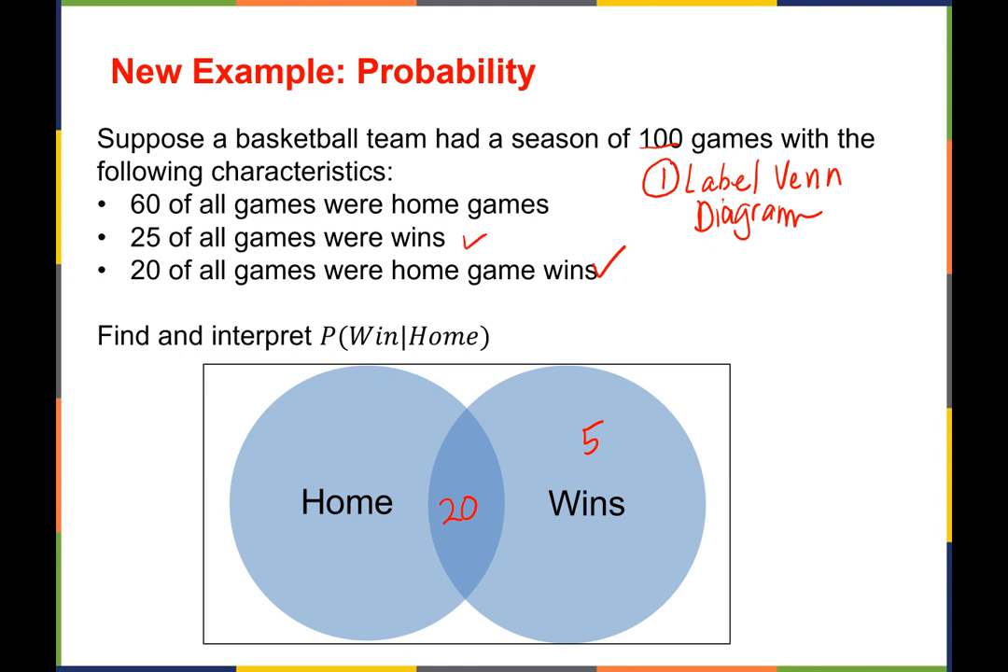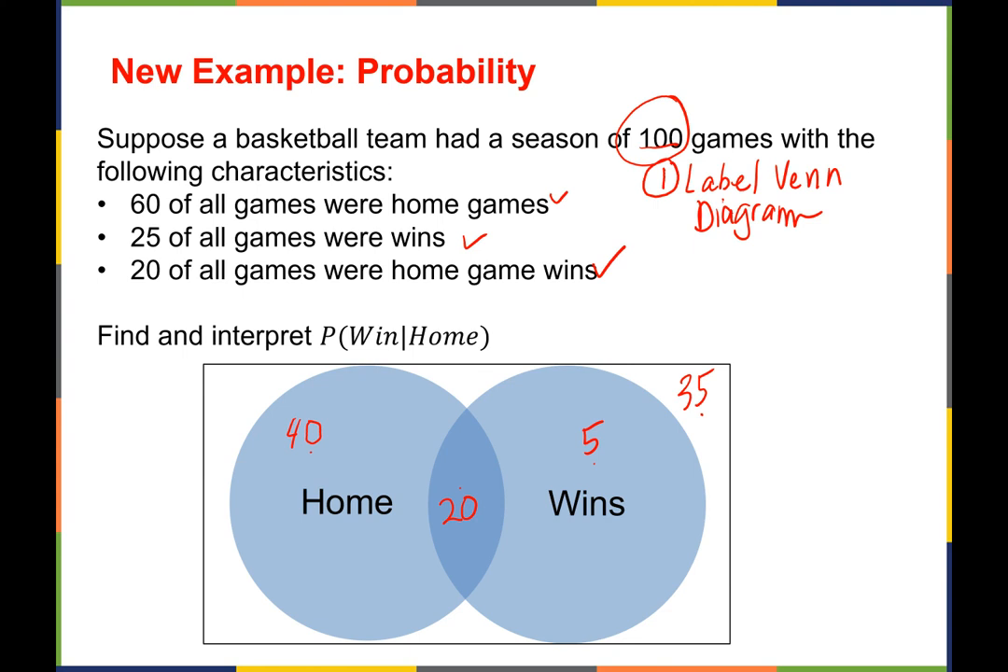And it says 60 of all the games were home games. Well, here's all of my home games. 20 were wins, which means that 40 were losses. All right, and this is the one that everybody always forgets. We have one more thing to label. We need to label the whole universe space there. We have 40 plus 20 plus 5. That makes 65, but we have 100 games, right? So that means 35 games were essentially away losses. So we had 40 home game losses, 20 home game wins, 5 away game wins, and 35 away game losses.